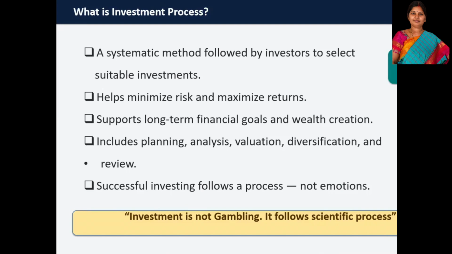This investment process includes investment planning, analysis, valuation, diversification, and review. So, with this, what you can understand, successful investing follows a process and not emotions. If we follow investment process, definitely our investing will become successful investing because here we are not following any emotions. That is why we should know very clearly that investment is not gambling, it follows a scientific process.